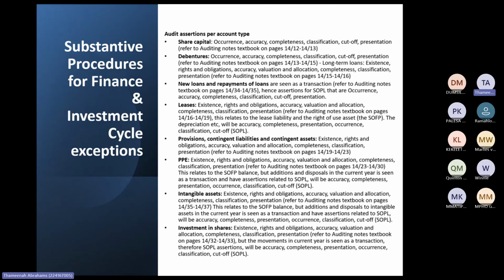So now these are the exceptions, right? So share capital is occurrence and accuracy, so it can be transactions. And please go look at chapter 14, page 12 to 13. There they give you all the procedures there are for share capital. But please make it relevant to your scenario. Don't just dump it, okay? Then debentures are also accuracy, occurrence, completeness, classification. So again, refer to 13 to 15. So it's the next section below share capital.